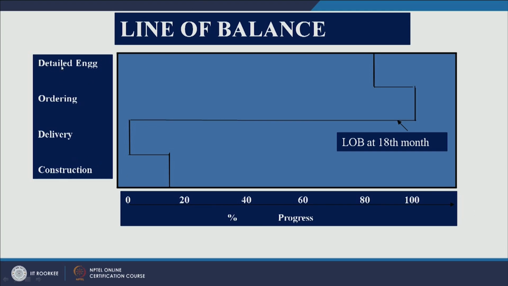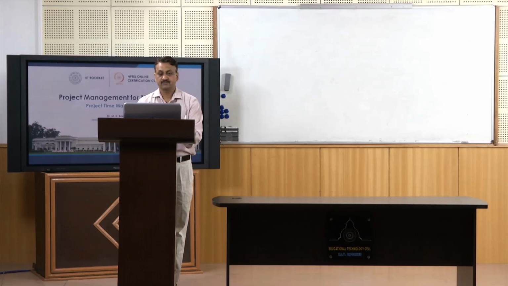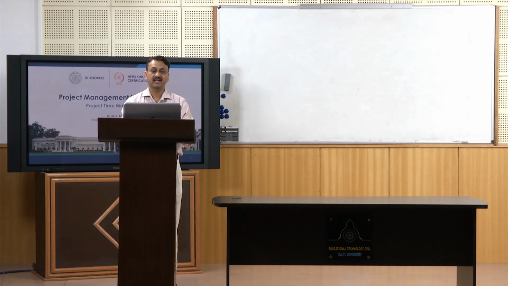Let us say I want to know what is the status at the end of 18th month. For detailed engineering, this much work has been completed in 18 months time, and this is approximately, let us say, 82%. Similarly for ordering almost 100% work is done. For delivery it's not yet started, it's 0%. Construction, let us say 18 or 19%. So this is LOB. When do we use LOB? When your output is slow. So these are a couple of techniques of project monitoring.